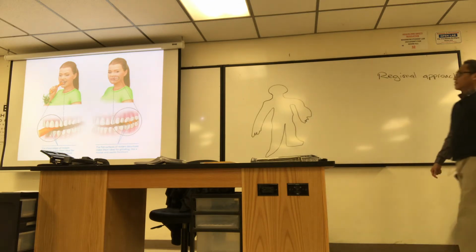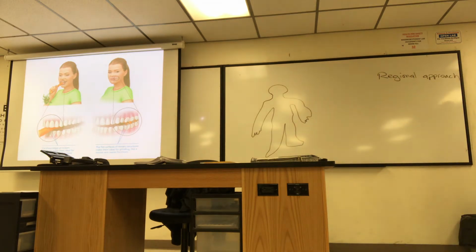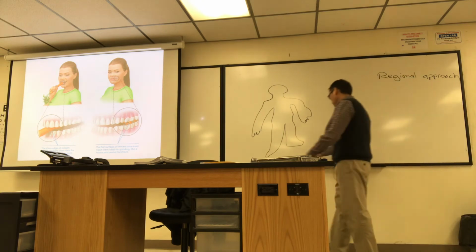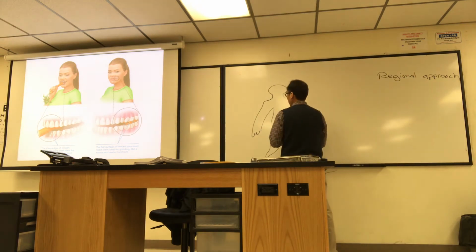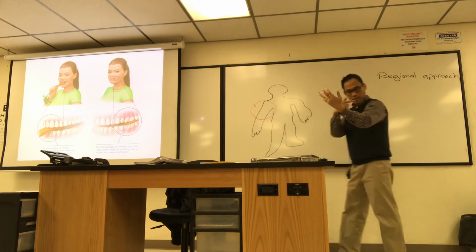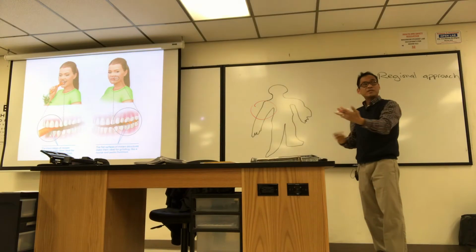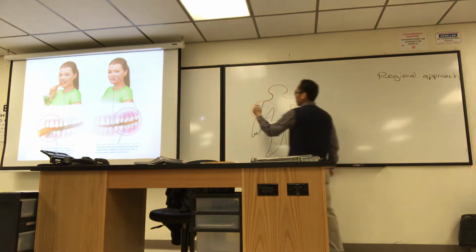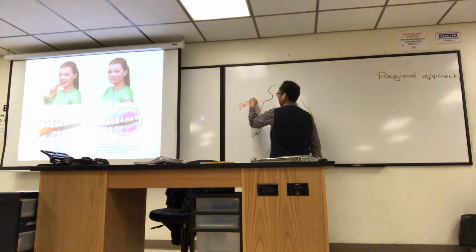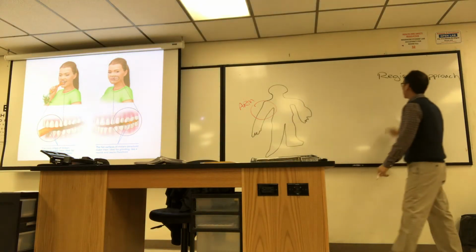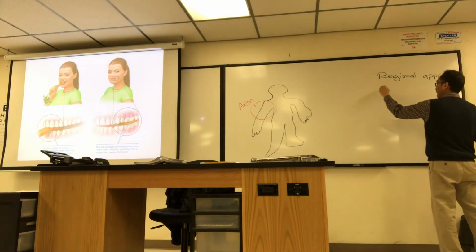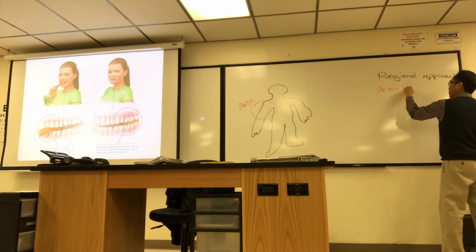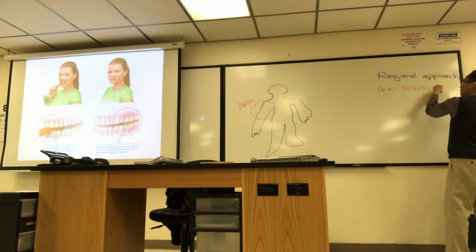Go ahead and laugh, it's okay. I can teach, I can't draw, all right? But regional approach, what does that mean? Let's say we're studying, you want to study this region. The region between the shoulder and the elbow is the arm in anatomy. In a regional approach, let's say the region you're studying is the arm, or in anatomy, arm is the brachium. Okay, that's what we're doing.